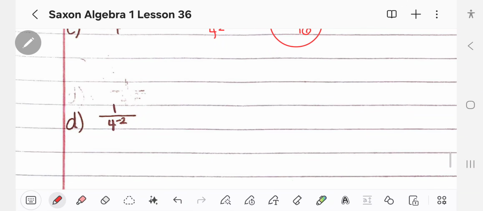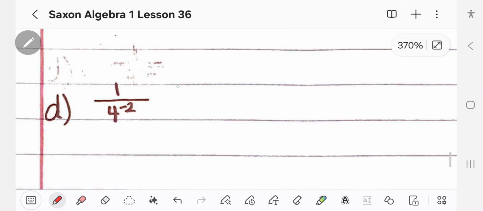For D, I see that I've got a negative exponent in the denominator, okay? And the way the book explains this is you can change the sign of that exponent if you move it to the other side of the fraction. So it's in the denominator now, and we can move it to the numerator if we change it to a positive 2. And that would just be equal to 16.